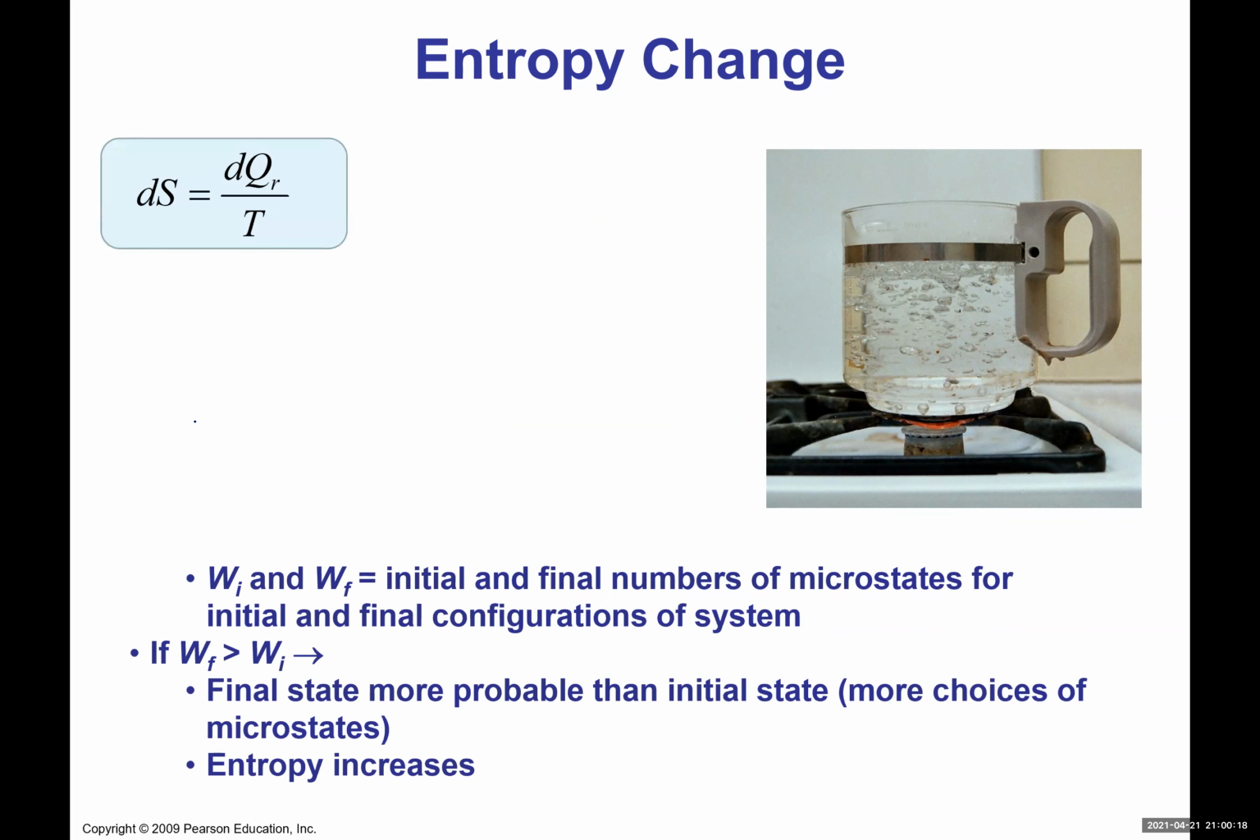So the change in entropy can be represented as dq, the change in heat, divided by the temperature, and the temperature here has to be in Kelvin. So dS equals dq over T. Now, one of the things I should mention here is that entropy is a state variable, temperature is a state variable, but heat is not.